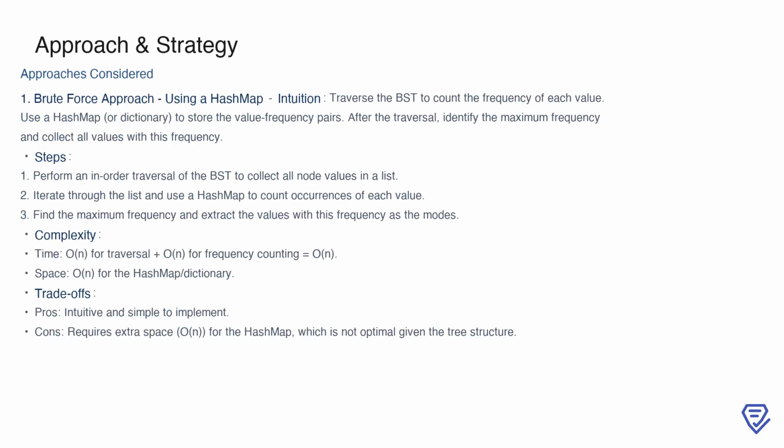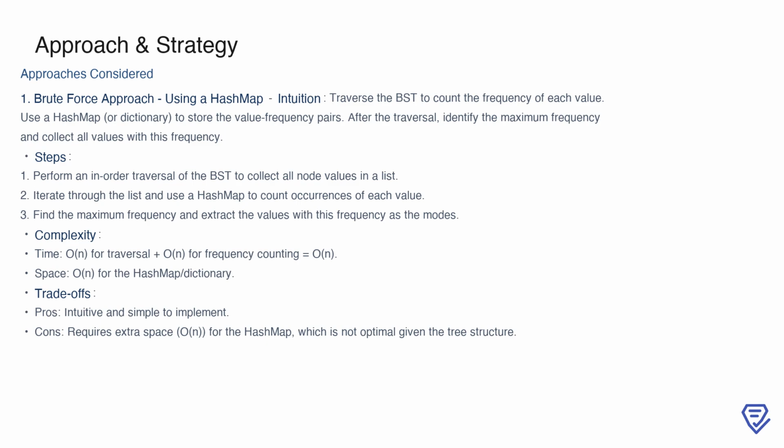When approaching this problem, one of the first methods we can consider is a brute force approach using a hash map. The intuition here is straightforward. We traverse the binary search tree and count the frequency of each value. To do this, we can store value frequency pairs in a hash map, which allows us to keep track of how many times each value appears.